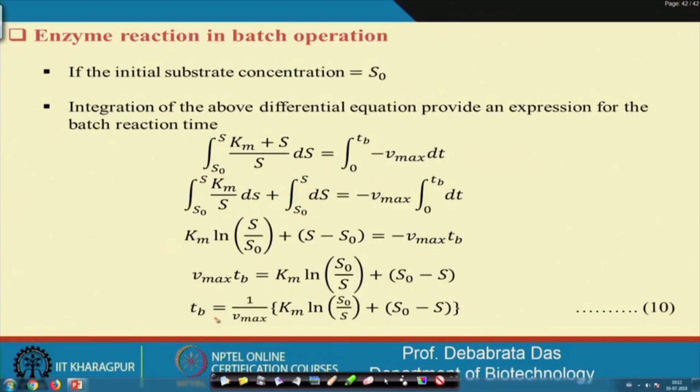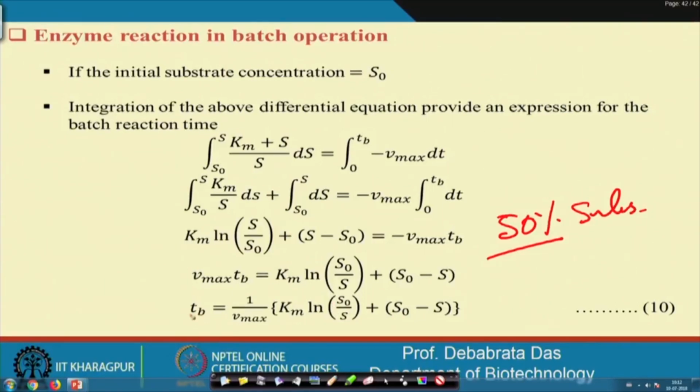From this equation we can find out, suppose we want to find the time required for 50% substrate conversion. How can you find it out? So you write S equal to 0.5 into S0.